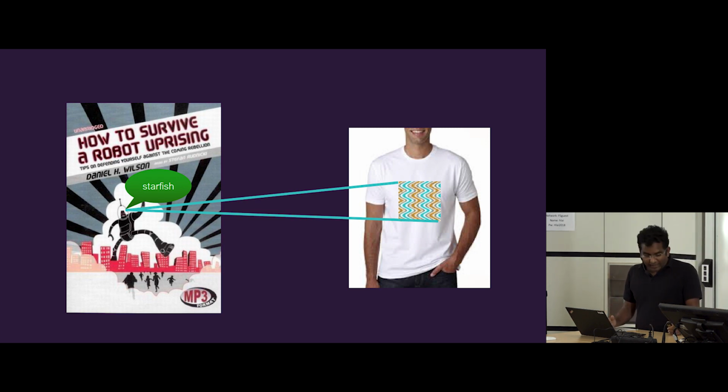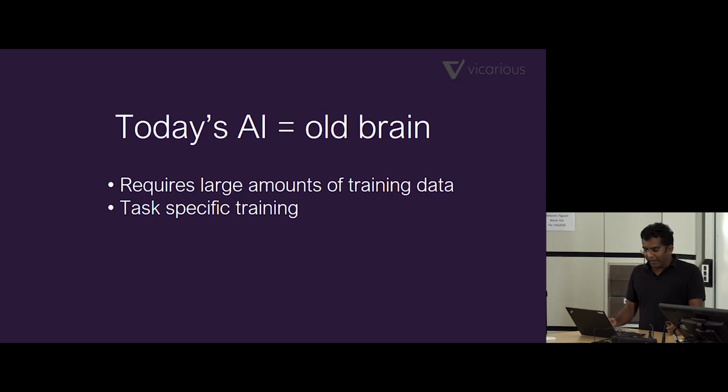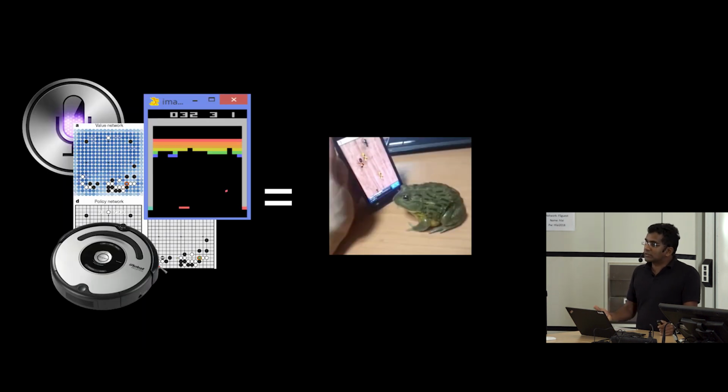So that's the state of AI currently. It is more like the old brain. It requires lots of data to train, and the training is very task specific. You train for one thing, that circuit cannot do something else, even as simple as changing the brightness or changing the paddle, etc. So most of these successes are like the old brain.